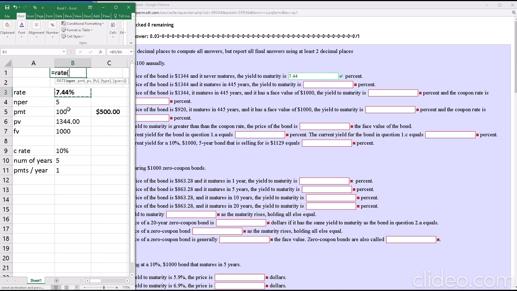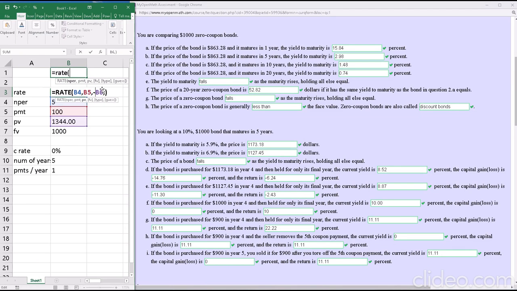Okay. Now this is where it gets kind of cool. I could do that, or I could just simply use my rate function, where the rate is the number of periods, and I'll change this in a second. The payment is $100. And remember, we're going to make that negative. The price is negative because we're paying the price, right? So the negative B6 here is representing the fact that we have to pay a price, in this case, $1,344, for the right to receive these $100 payments into infinity.